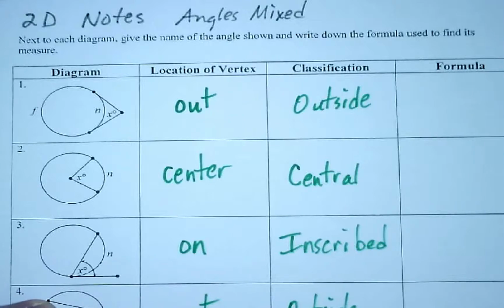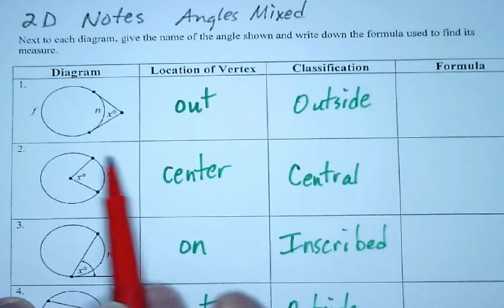Okay, we're going to start the notes for 2D, where we're going to mix all of the different kinds of angles that we've talked about this level. So I've already filled out the first couple of columns. Basically, the type of angle that you have is dependent on where the location is.